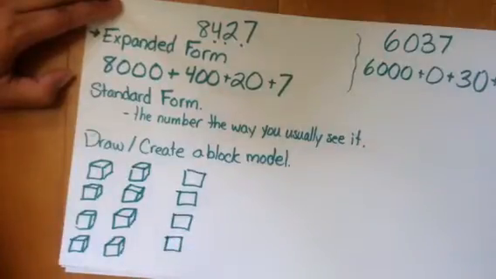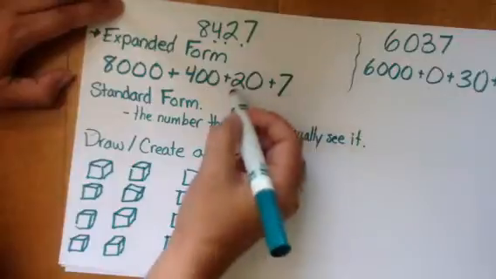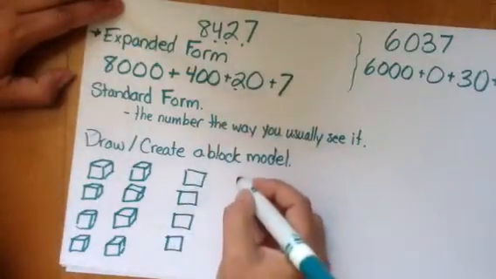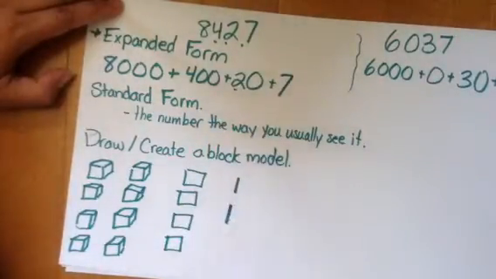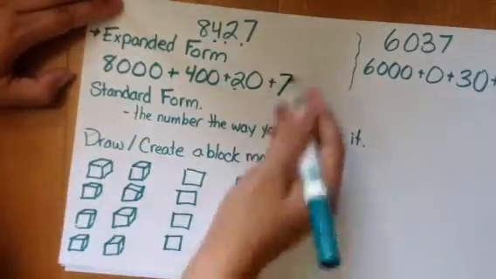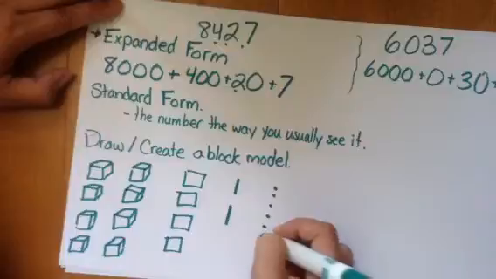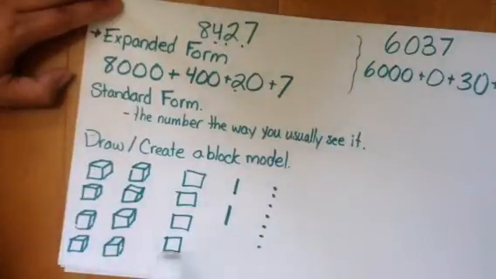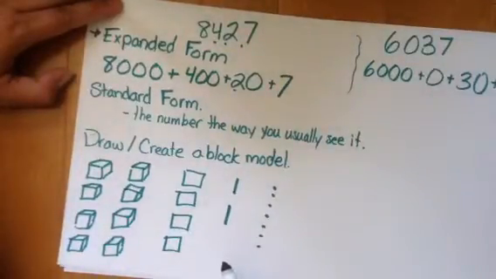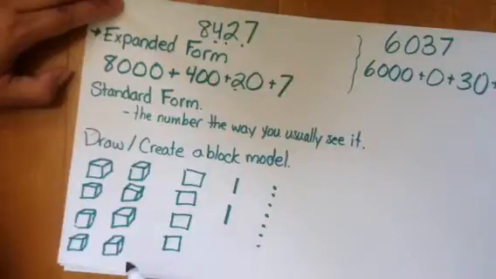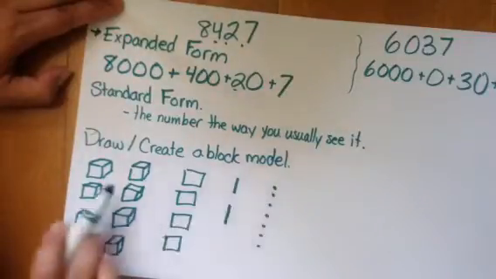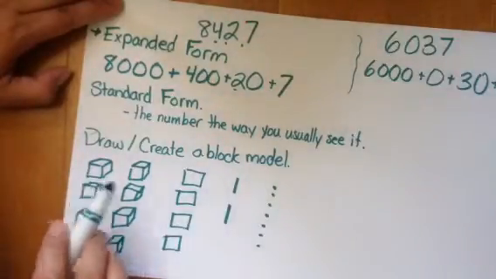Okay, and then I need 20. 20 are 2 10 blocks. So I'm just going to draw a line because I know what that means. And then I need 7 ones. 1, 2, 3, 4, 5, 6, 7. You'll notice that they get progressively smaller as we move towards the ones. That's what yours should look like. Your ones should not be the same size as your thousands.